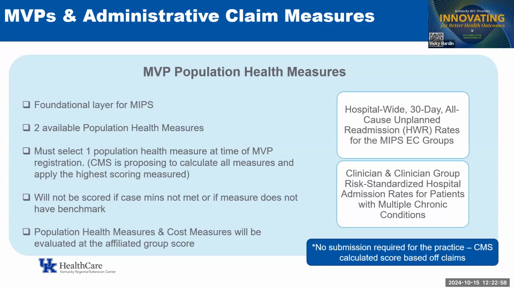You will not be scored on that population health measure if you do not meet the case minimum or if you do not have a benchmark. So you may choose a population health measure, but it may end up that you don't even score on the measure. Population health measures and cost measures will be evaluated at the affiliated group score. And I know we've said this a couple of times, but no submission is required for population health measures. CMS calculates the score based off of claims.